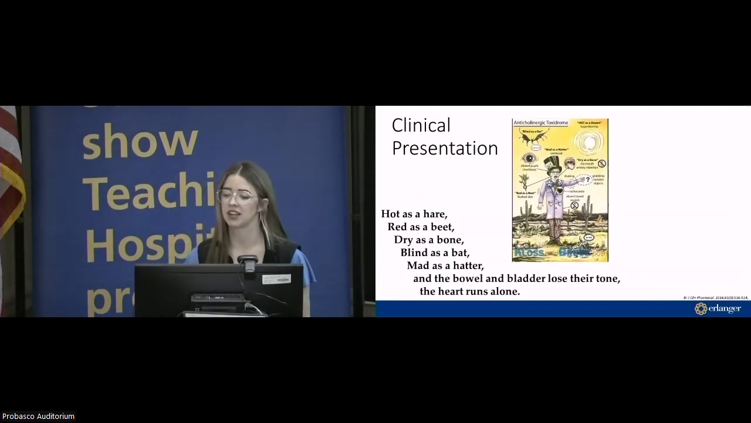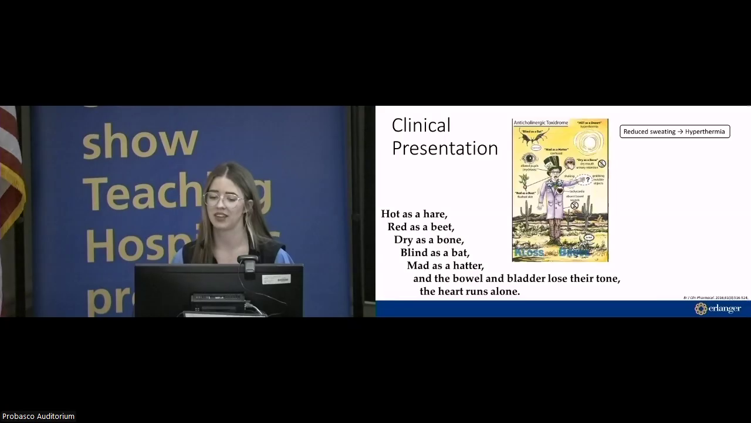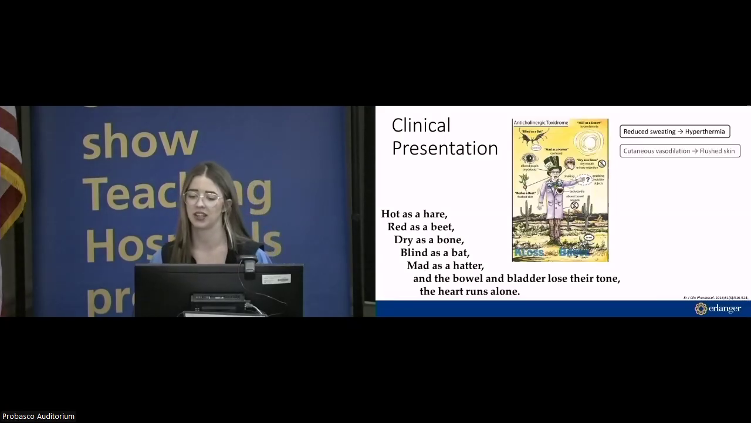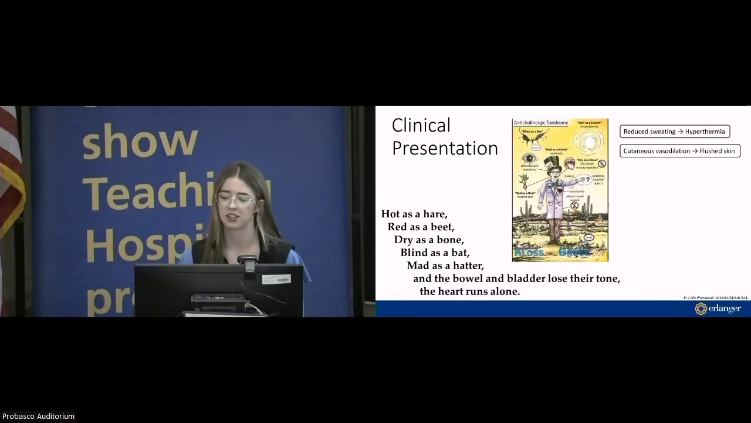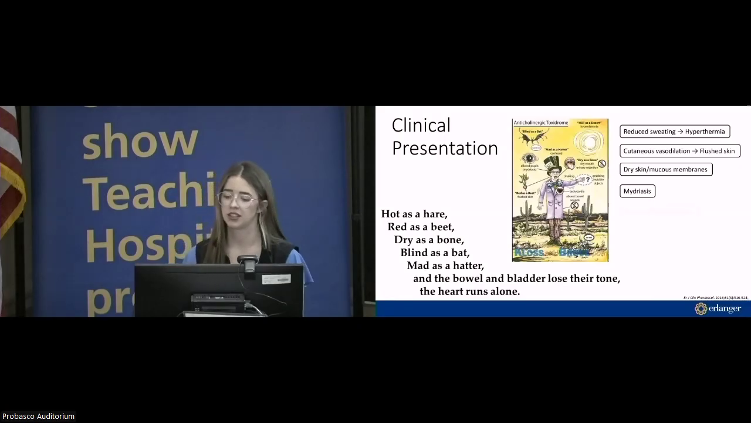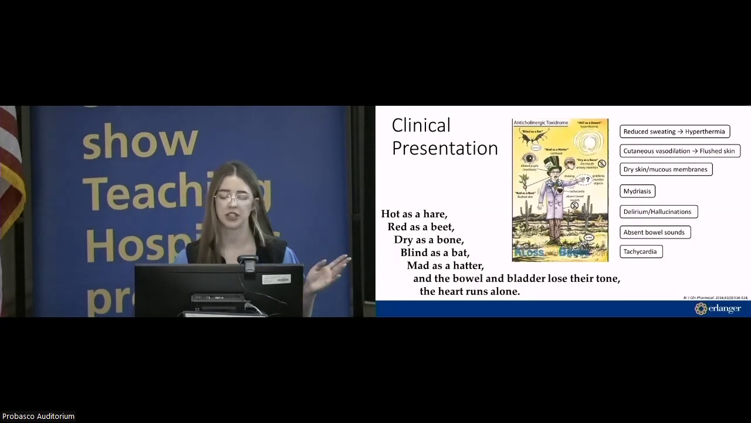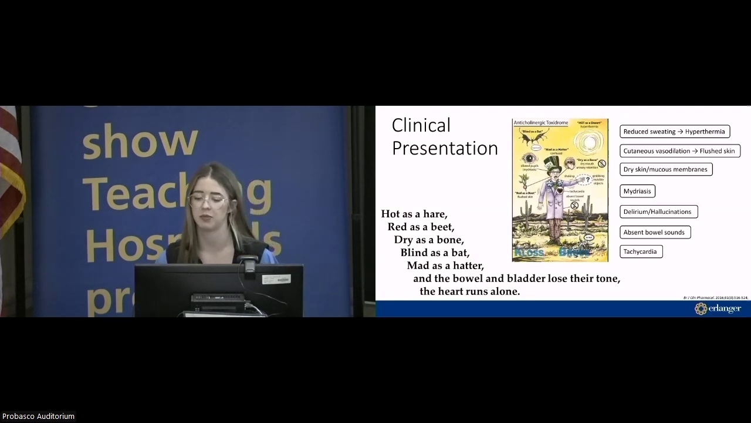The slide summarizes the classic anticholinergic toxidrome. Many of us remember it using the mnemonic seen here. Clinically, this appears as reduced sweating that leads to hyperthermia. Cutaneous vasodilation explains the flushed, red as a beet appearance. Patients have dry skin and mucous membranes, mydriasis with blurry vision, delirium or frank hallucinations, absent bowel sounds and urinary retention, and sinus tachycardia, which rounds out the overall clinical picture. So remembering these features is especially useful when you're trying to distinguish anticholinergic toxicity from sympathomimetic toxicity or serotonin syndrome.